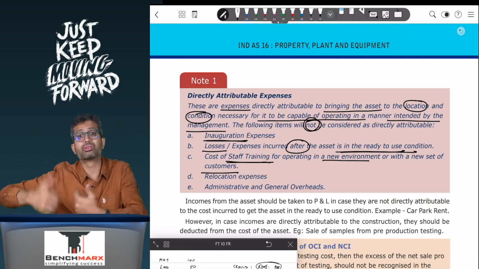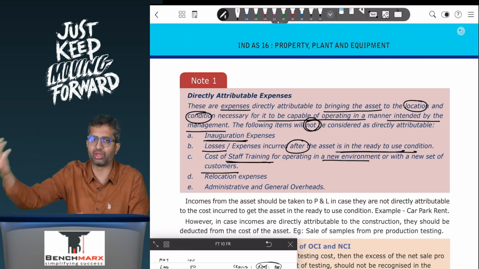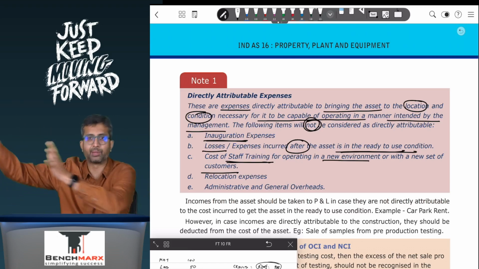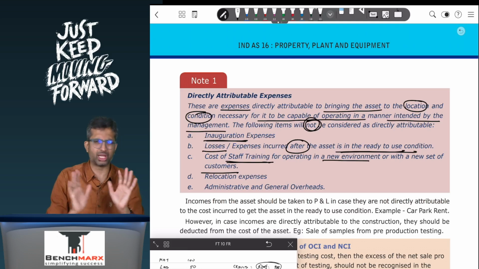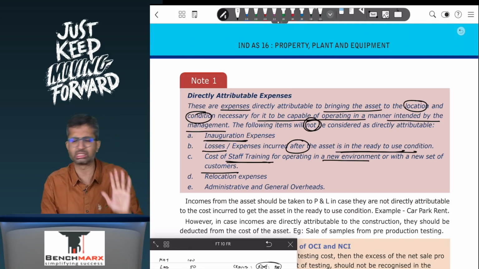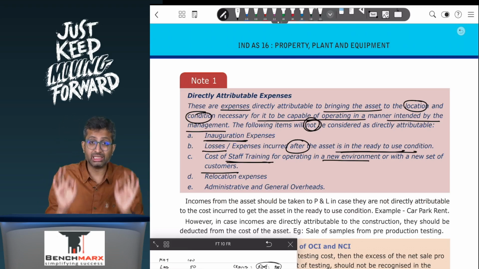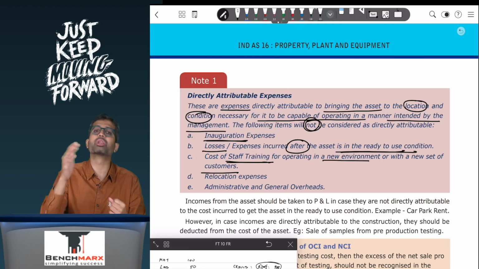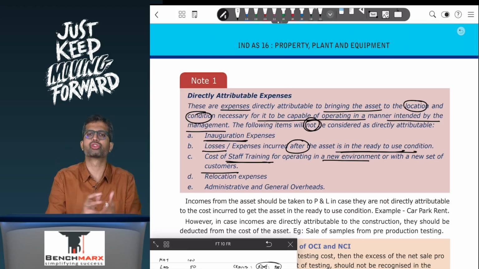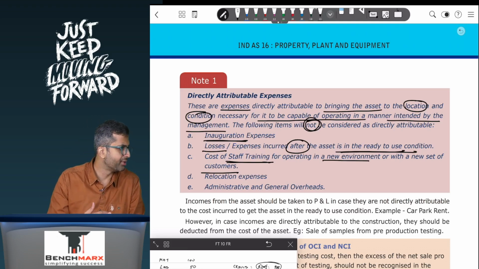Later, if such a relocation increases the life or the efficiency, then in subsequent expenditure we can decide whether to capitalize. Usually relocation does not increase the life or efficiency, but if it does, then in subsequent expenditure we can decide. But in initial cost, we cannot say that we keep on capitalizing the installation cost of the AC. Are we clear with this?